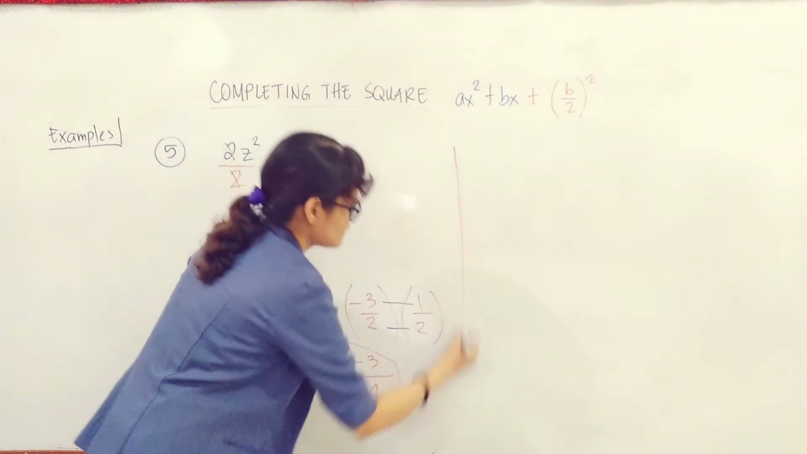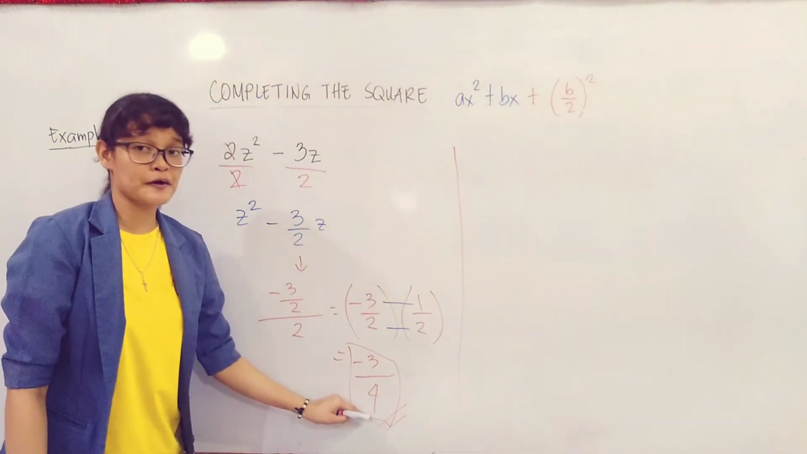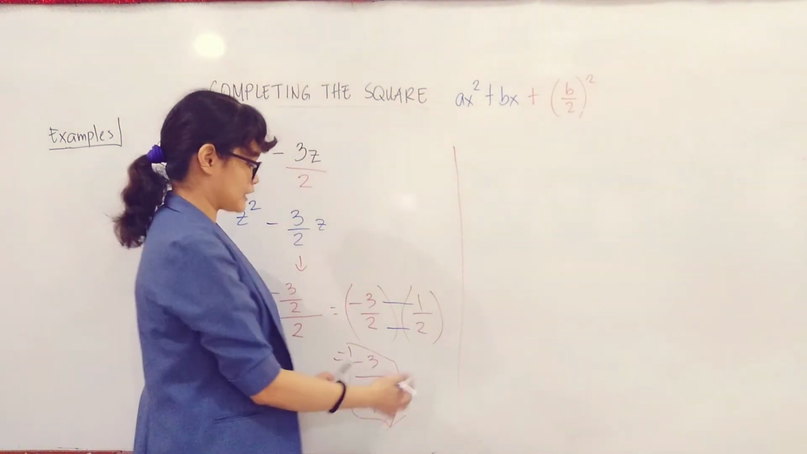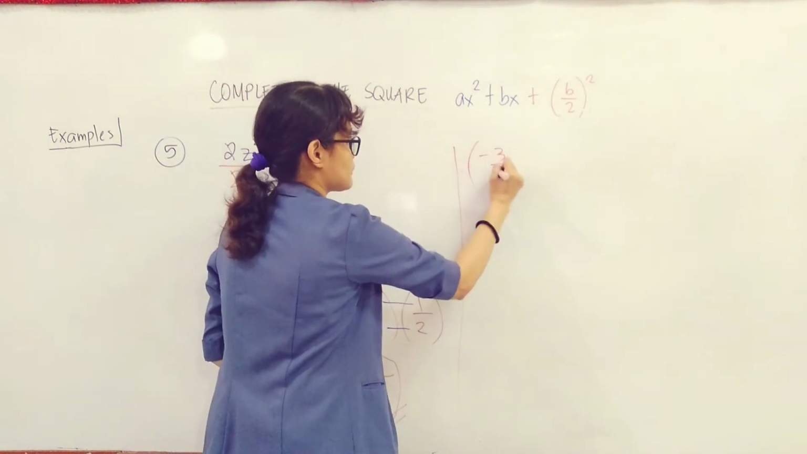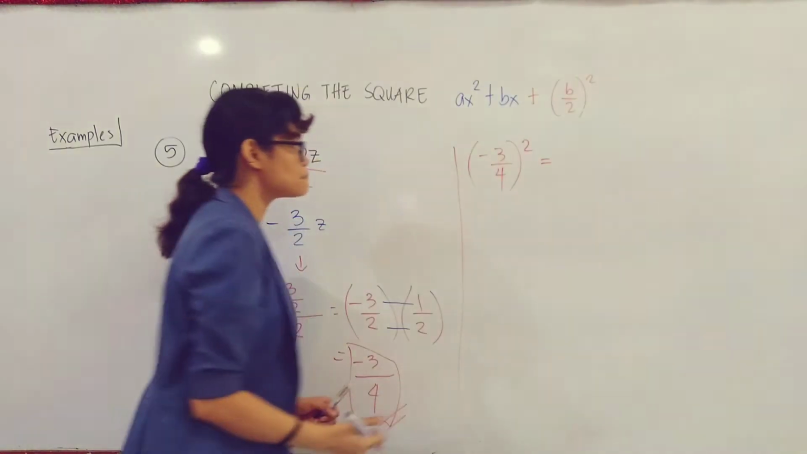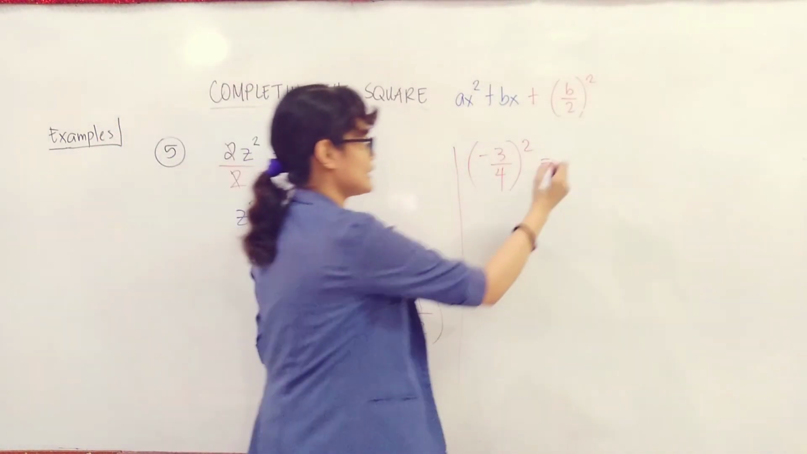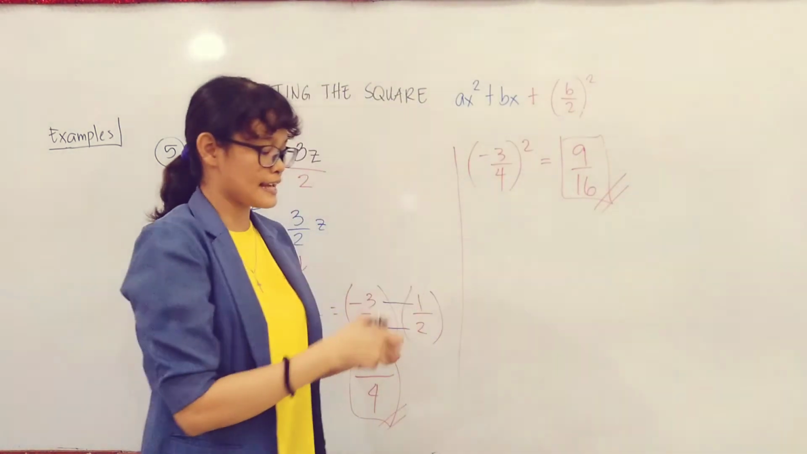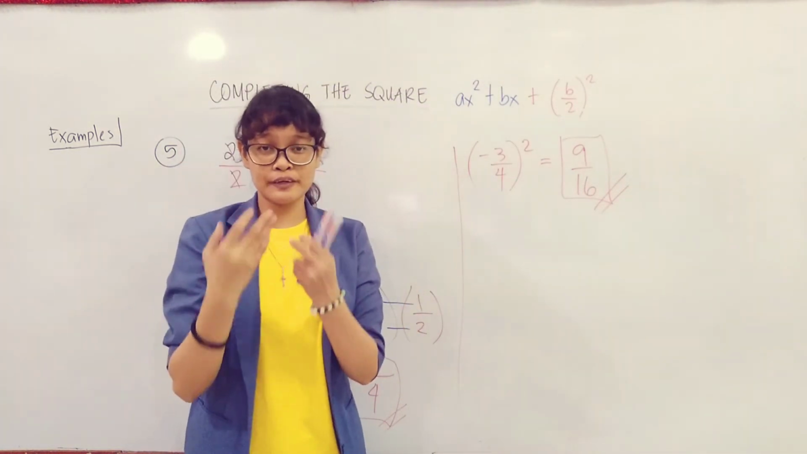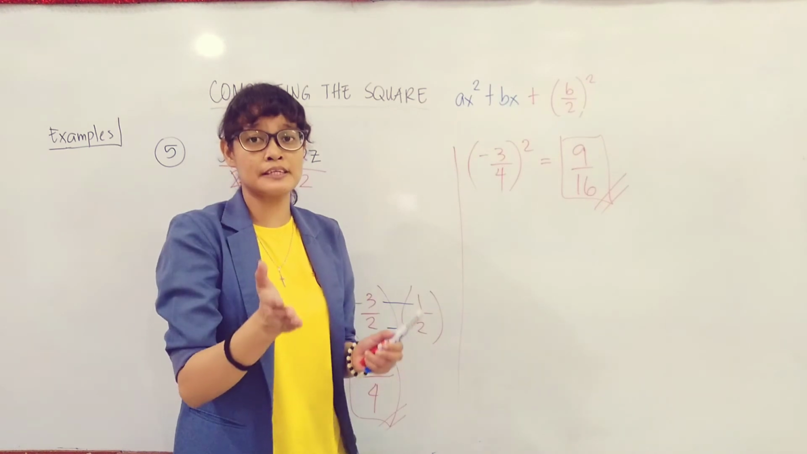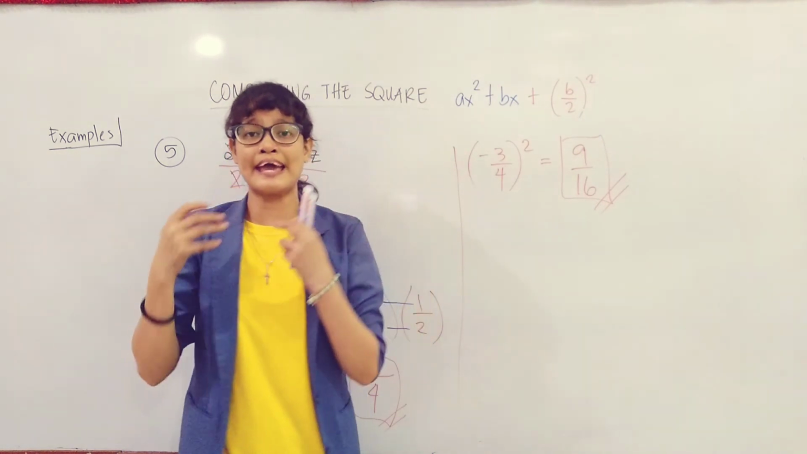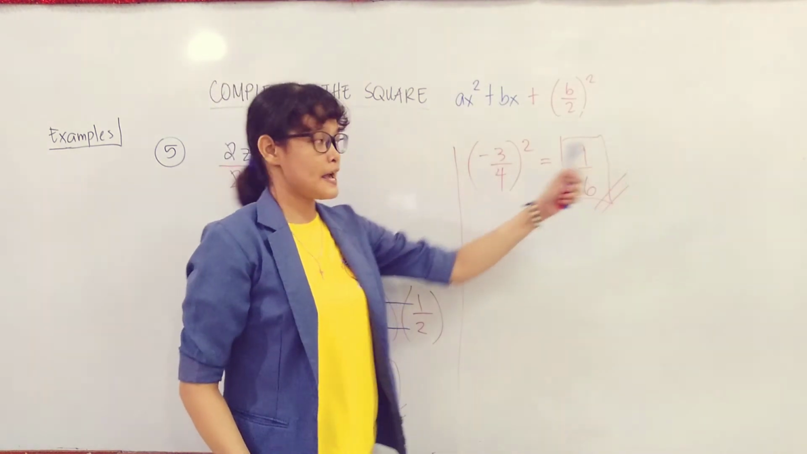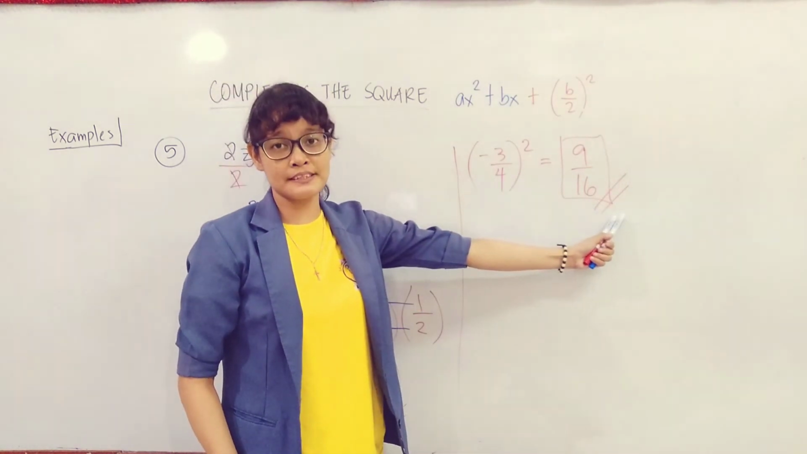Next, we have to get the square of this fraction. Okay, so we know already how to get the square of a fraction. Simply, negative 3 over 4 squared is simply equal to 9 over 16. Bakit 9 over 16? Again, whenever you get the square of a fraction, all you have to do is to square both the numerator and the denominator. So negative 3 times negative 3 is 9, and 4 times 4 is equal to 16. And there you have it.